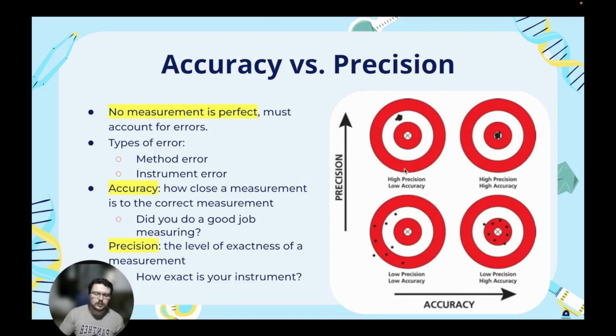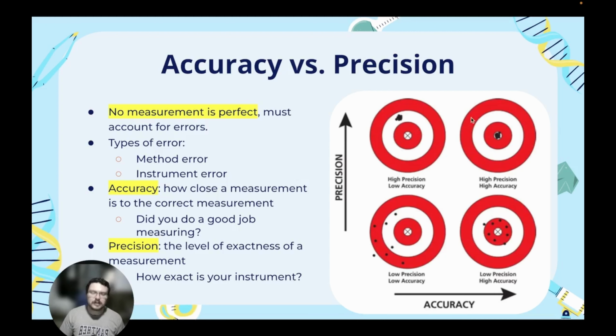Now let's move to the top left. In this one I have high precision but low accuracy. Again, the goal is to hit the bullseye. None of my shots are near the bullseye. However, all of my shots are grouped on top of each other, so every time I took a shot, it reached the same area. So I have high precision because the exactness of my shot was very similar every time. It was off by a small proportion. However, it was low accuracy because I was not able to hit the bullseye, my desired outcome.